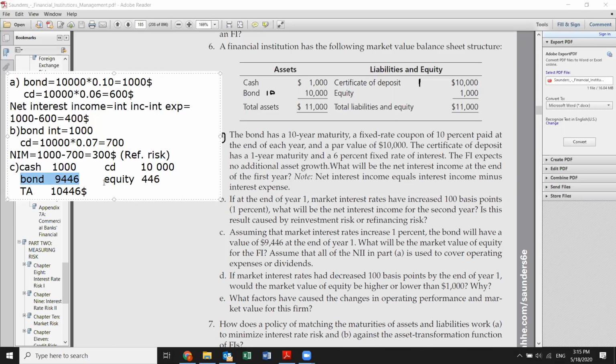And this equity represents the bank's part, the bank's participation part. So it was 1,000 and it's deteriorated. So it's deteriorated by, I think, $554. So total liability plus total equity is equal to $10,446.